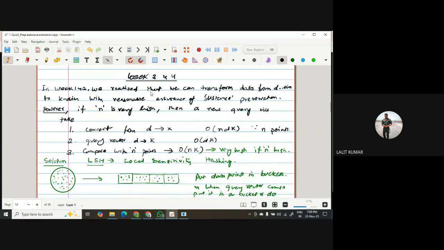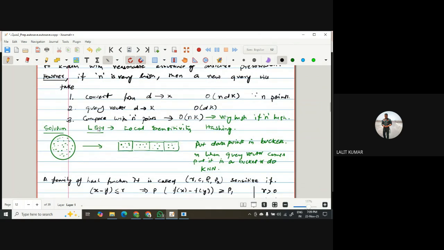So in week 1 and week 2, we realized that we can transform data from D dimension to K dimension with reasonable assurance of distance preservation. However, if n is very high, then for a new query, first we will have to convert the query vector from D to K, which will take O(dk). And then we have to compare with n points, which will take O(nk). So if n is very, very high, then this third part becomes very computationally expensive.